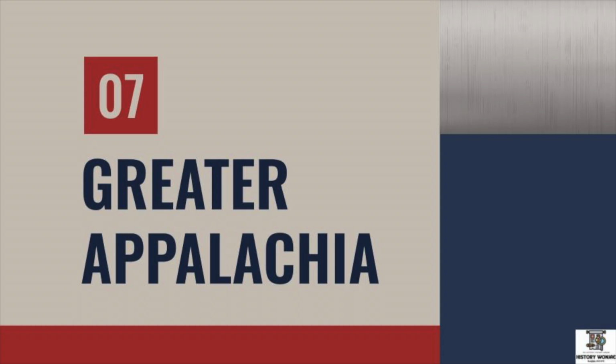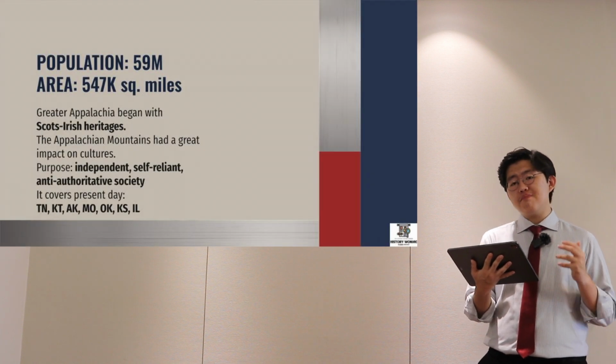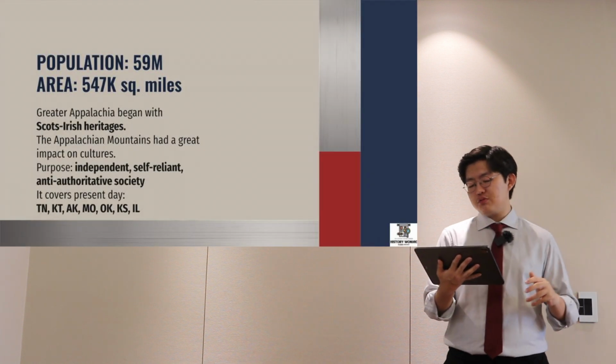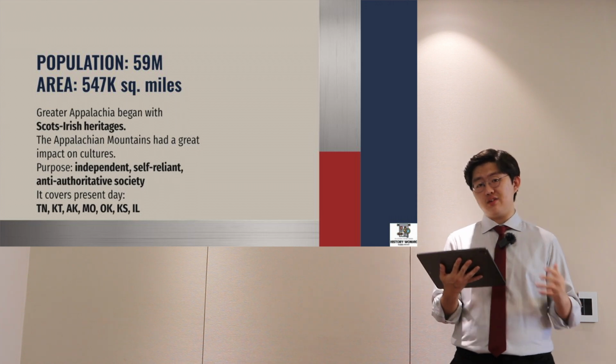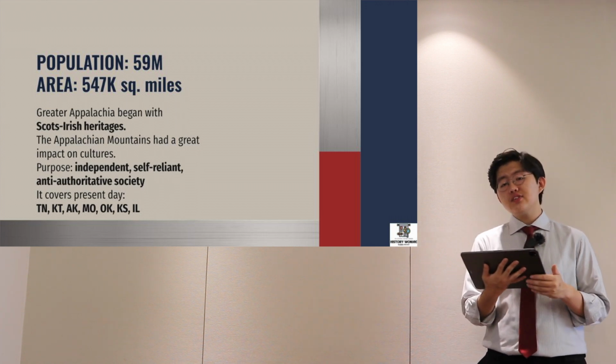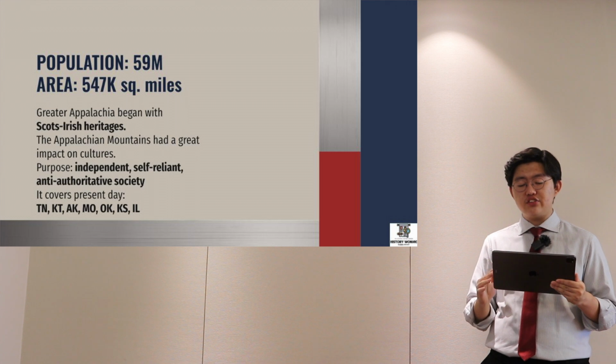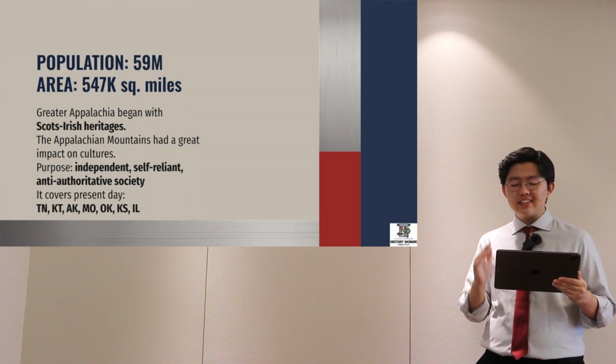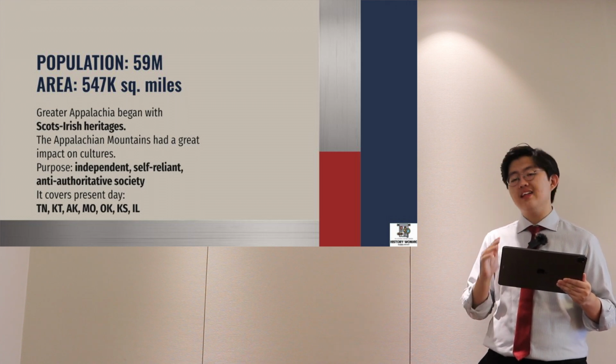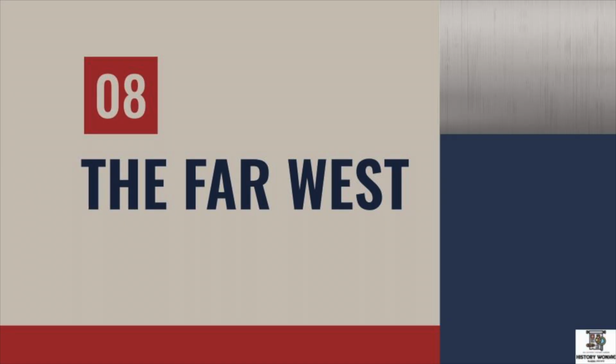In the southern parts of North America, covering the area right above the Deep South, there is Greater Appalachia, which was brought by the Scottish and Irish people. Because of the Appalachian mountain ranges, the nation was highly influenced by its culture. The purpose of establishing the nation was primarily anti-authoritarianism and self-resilience.